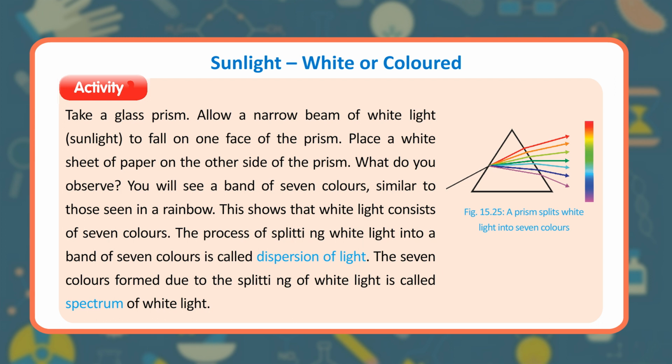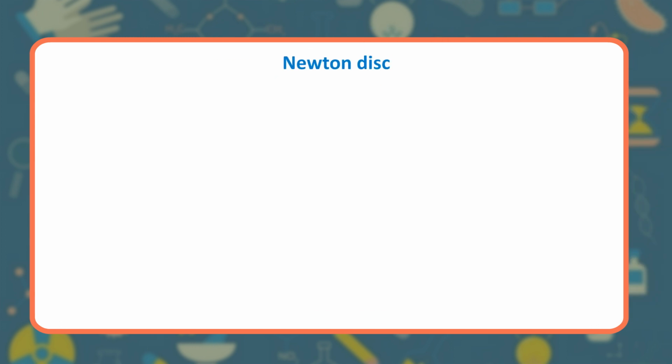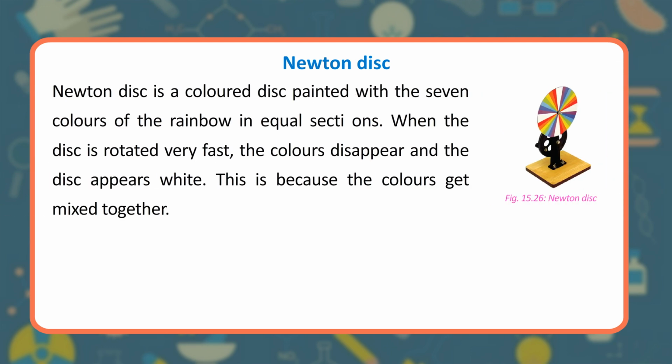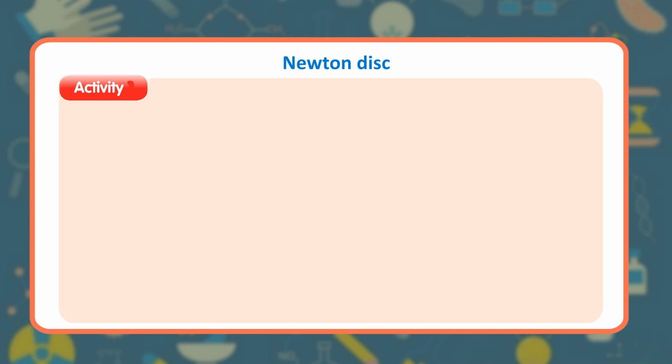The process of splitting white light into a band of 7 colors is called dispersion of light. The 7 colors formed due to the splitting of white light are called the spectrum of white light. Newton disk. Newton disk is a colored disk painted with the 7 colors of the rainbow in equal sections. When the disk is rotated very fast, the colors disappear and the disk appears white. This is because the colors get mixed together.